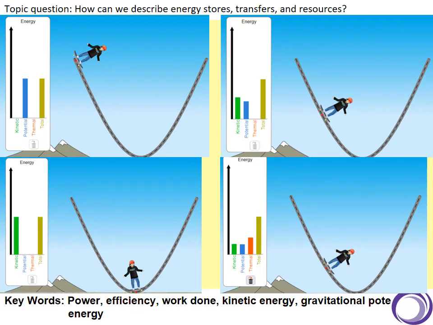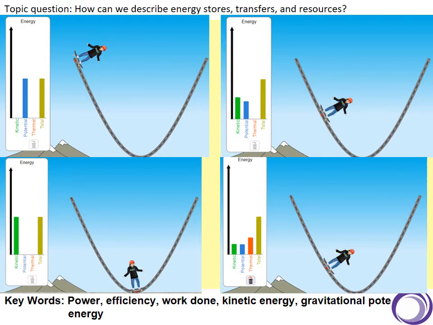On this slide, I have taken some screenshots of what those animations would look like. So at the top left, when the skateboarder is right at the top of the ramp, you see that the yellow bar is the total amount of energy that they have, and that will match their gravitational potential energy. So that will be the most energy that they will have throughout their journey.